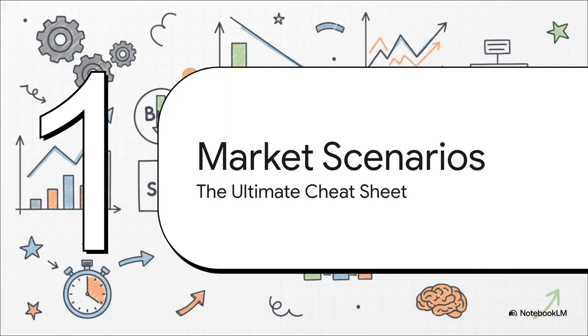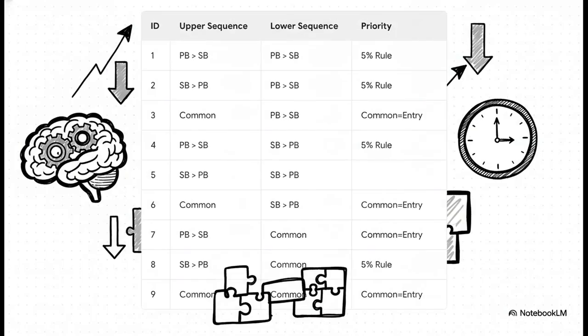So let's take a look at a quick cheat sheet for how to use it. And here it is. This table is basically your ultimate cheat sheet for putting all these ideas together. It maps out 9 common scenarios you'll see. The sequence columns show you the order of breaks to look for. Is it a pattern break, a PB, then a structure break, an SB, or the other way around? And that priority column, that's your action plan. When it says 5% rule, you use the distance logic we just covered. We won't go through all 9 right now, but this gives you an incredibly powerful framework to analyze any chart.